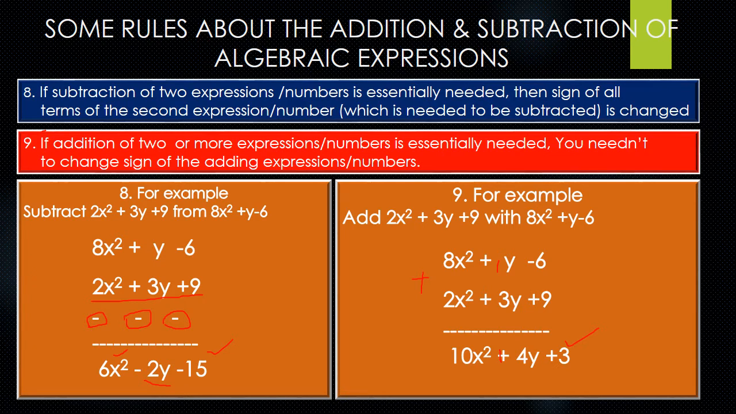8x square and 2x square, it will be added and we will get 10x square. Y and 3y both are positive and it will be added, the coefficients will be added. Here the coefficient is 1 and here the coefficient is 3. So we will add them and we will get 4y. Now you look at minus 6 and plus 9. It will be subtracted and the sign of the greater number or greater term will be put. So the plus sign of the 9 will be put and it is positive. So I have got the answer 10x square plus 4y plus 3.